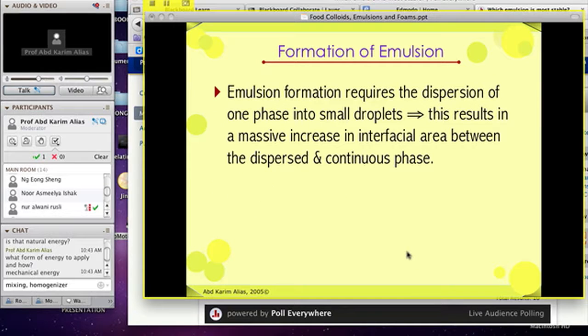So how do we form an emulsion? This is the last few slides for this web lecture today. To form an emulsion requires the dispersion of one phase into small droplets, and this results in a massive increase in the interfacial area between the dispersed and the continuous phase. We have seen just now the example that illustrates how the interfacial area increases when we disperse the droplets into a smaller size.